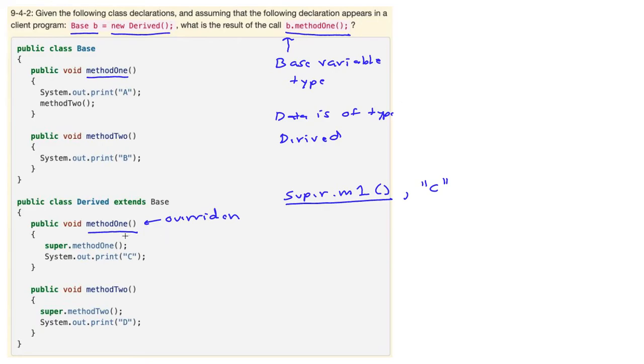Okay, so super.method1 means go to the superclass. The superclass is base. We go up there, and we figure out what its method 1 does. Well, it does two things. It prints out A and then calls method 2. So I'm going to write that down here. It's going to do A followed by a call to method 2. And then still at the end, we're going to have the print of C. So we know it's going to go A and then C. And now we need to figure out what method 2 does.